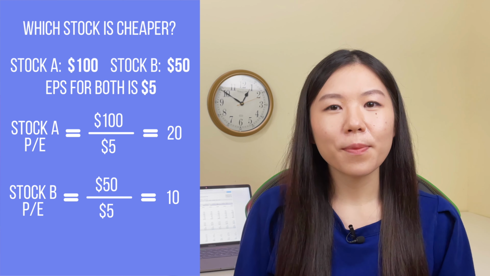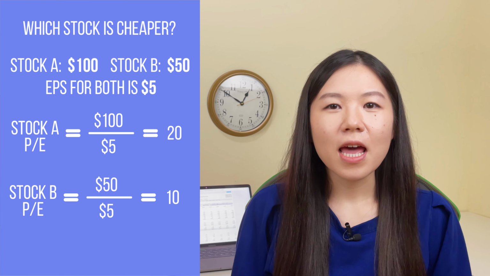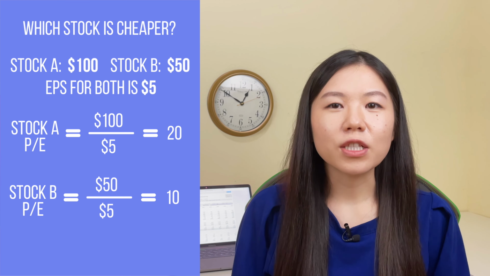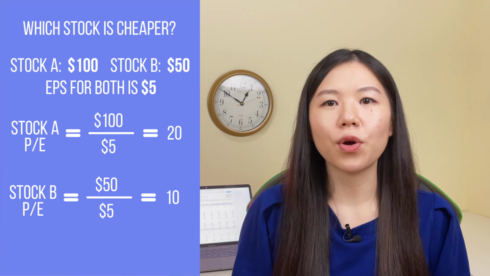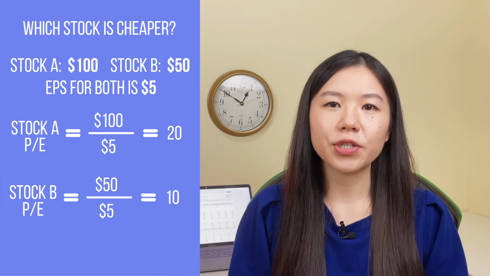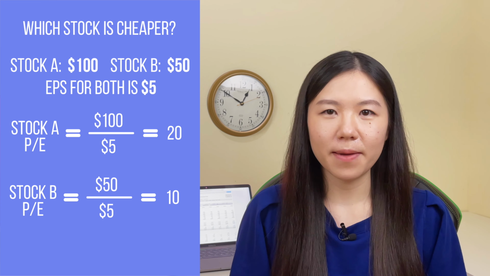If you stop at the price to earnings ratio analysis, then stock B is actually cheaper than stock A. Because for every $1 in earnings, you have to pay 20 times the amount to own stock A, while you have to pay just 10 times the amount to own stock B. However, the price to earnings ratio doesn't give us a comprehensive comparison between the 2 companies because it doesn't take the growth rate of the business into consideration.